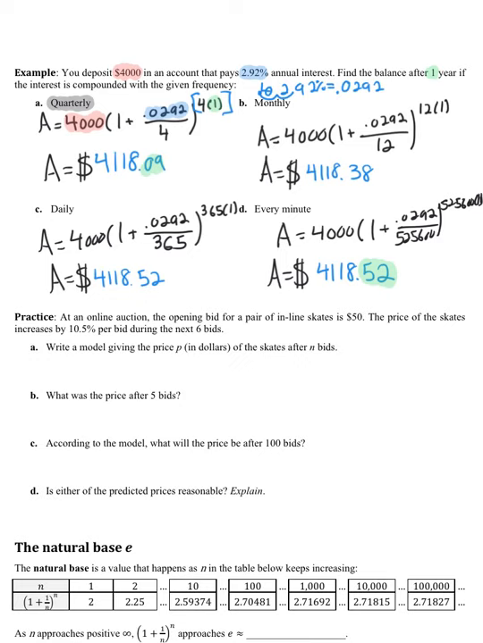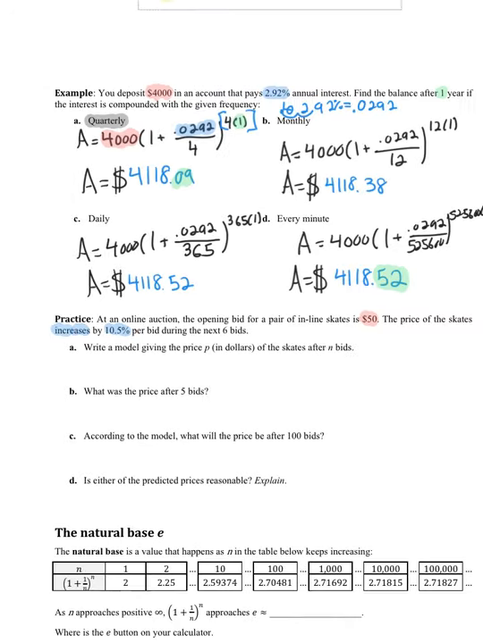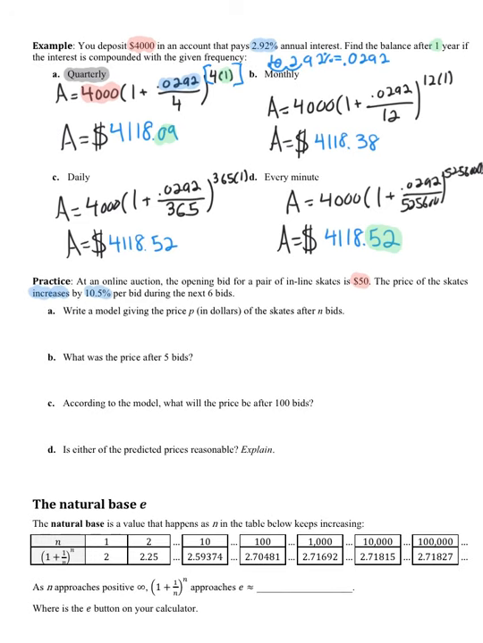Okay, I got a practice problem here. It says at an online auction, the opening bid for a pair of inline skates is $50. The price of the skates increases by 10.5% per bid during the next 6 bids. Write a model giving the price P in dollars of the skates after n bids.